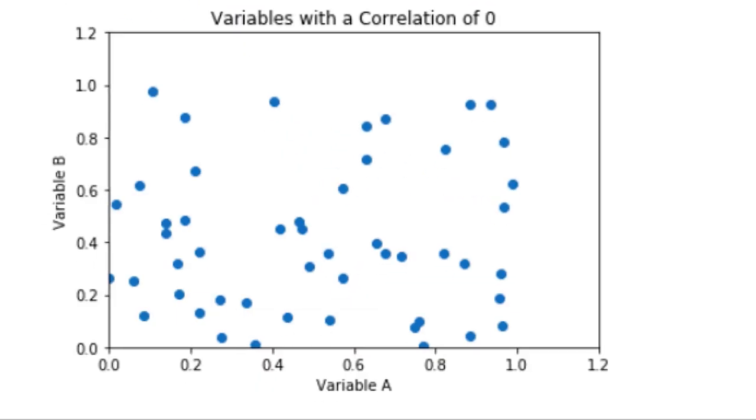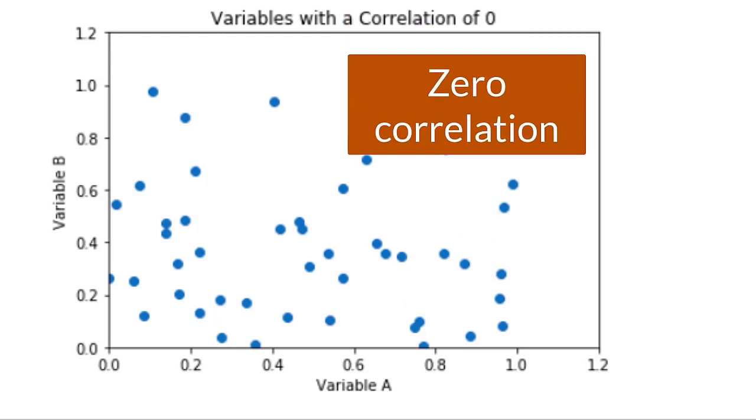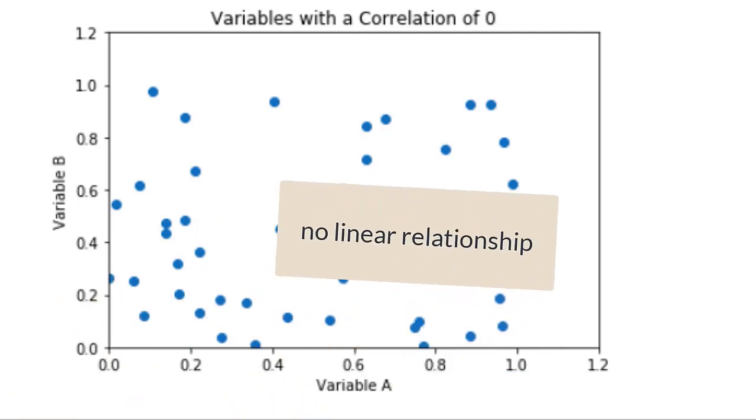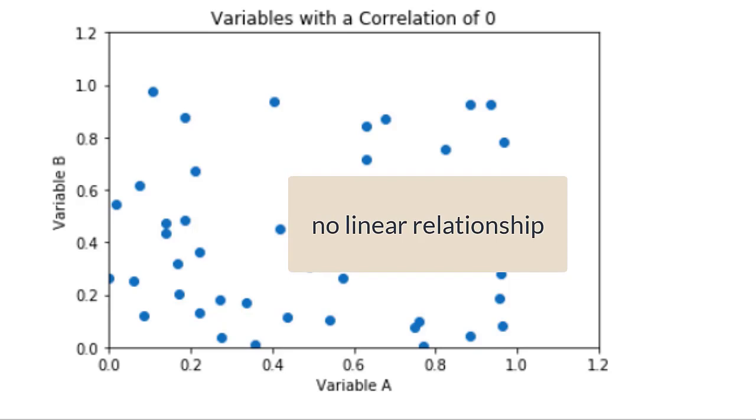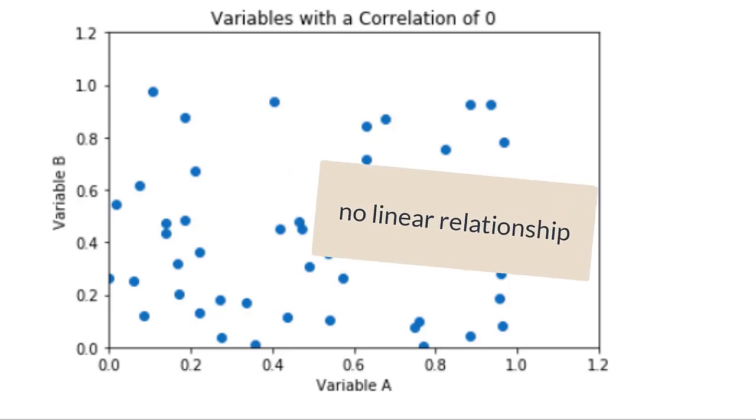This figure shows a scatter plot of two variables with a zero correlation, meaning they have no linear relationship. This shows that the value of x tells nothing about the value of y.